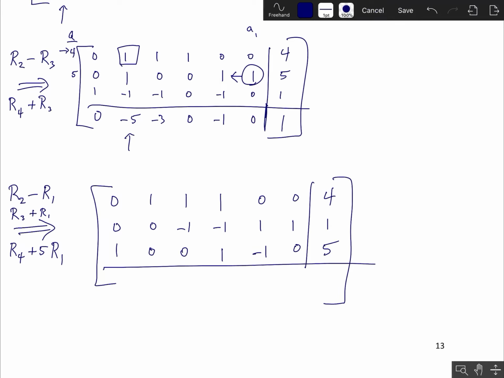And then for row 4, I'm adding 5 times row 1. So this would be a 0, this one would also be a 0, this one is a negative 3 plus 5, so that would be a 2. This one's a 0 plus 5, this one's a negative 1, this one's a 0, and this one is a 1 plus 5 times 4, so that's a 1 plus 20, which is 21.